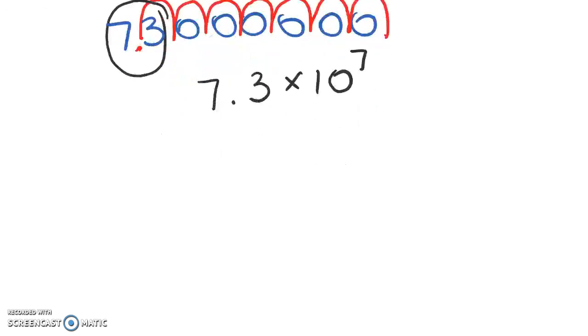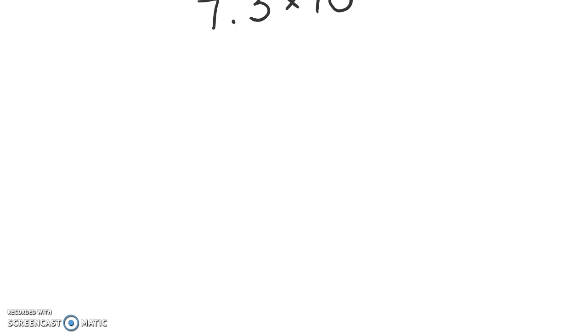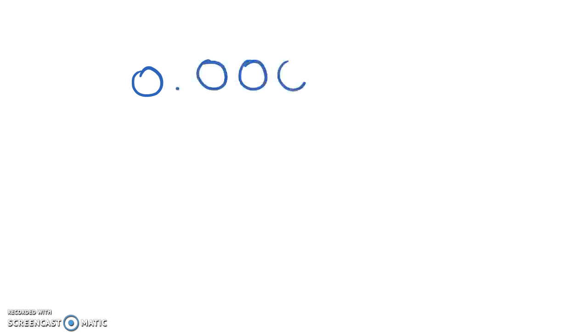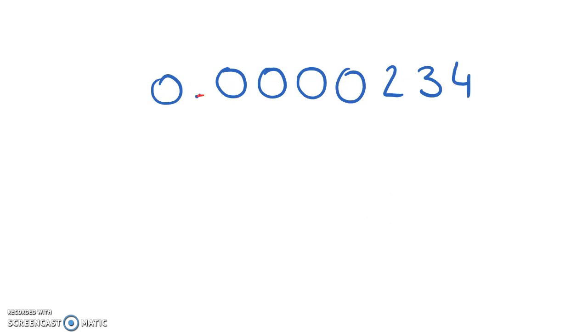Okay, now let's have a look at a smaller number. This time let's have a look at 0.0000234. Okay, so let's look at where the decimal place is at the moment. It's over here. And we want to shift it to the right, because when we're using scientific notation, we always want the number at the front of our notation to be between 1 and 10. So here we go. 1, 2, 3, 4, 5 places.